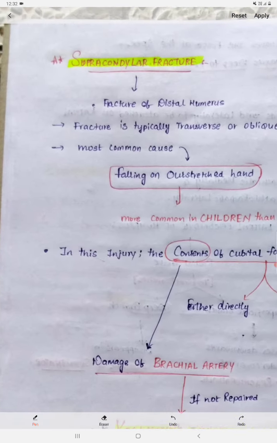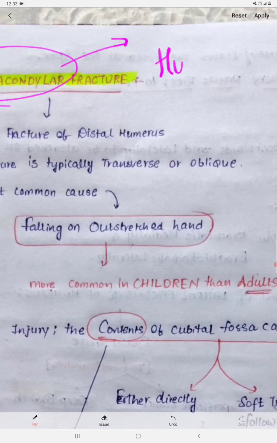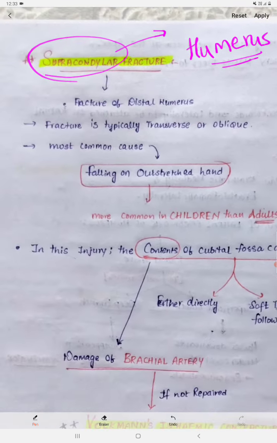What is the supracondyle? Condyle is related to one bone, that is the humerus. The lower end of the humerus will have this condyle. Whatever fracture occurs to this condyle of the humerus is called a supracondylar fracture. So whatever fracture occurs to the distal humerus is called the supracondylar fracture.